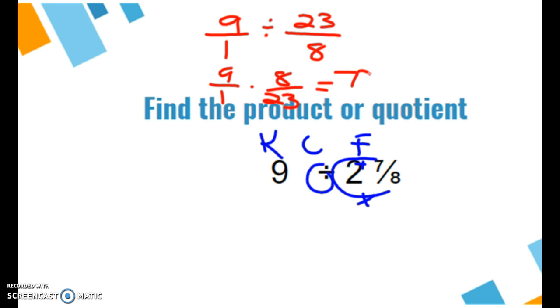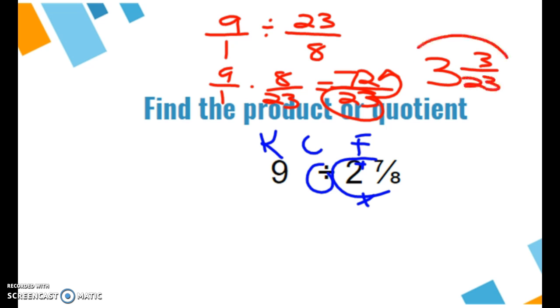9 times 8 is 72. 1 times 23 is 23. We need to figure out how many times 23 can go into 72. It can go in 3 full times, and then you have 3 over 23 left over. You can't simplify that, so that is your final answer.